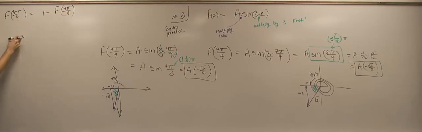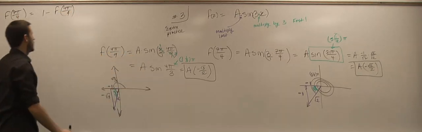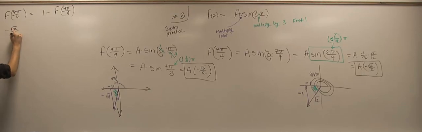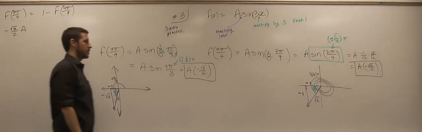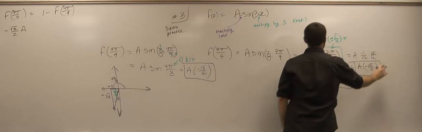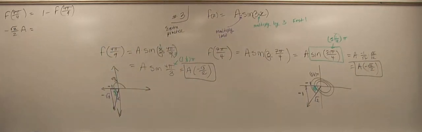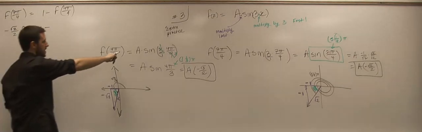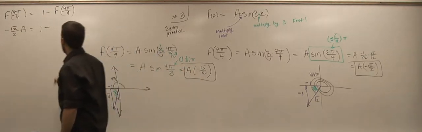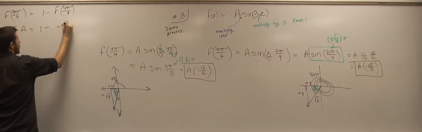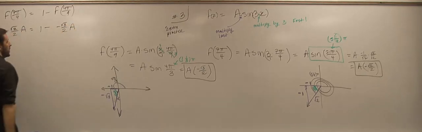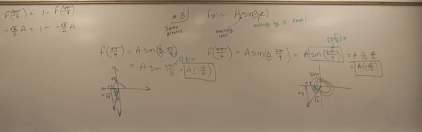So in place of f of 7 pi over 4, I'm going to put negative root 2 over 2a. I changed the order just because we're used to writing the variable last. It's multiplication, so you can write it that way. 1 is going to stay 1. Minus is still minus, but then in place of f of 4 pi over 9, I'm going to put negative root 3 over 2a. Now I have to solve for a.